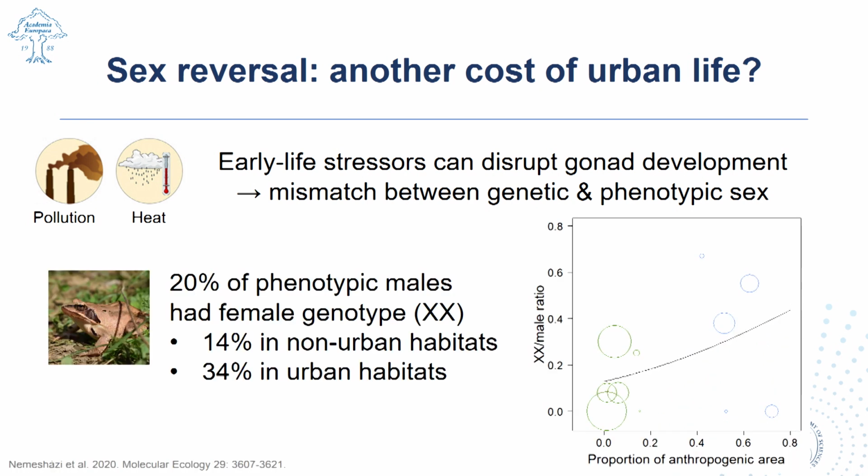And when we studied this in agile frogs, we found that 20% of phenotypically male adult frogs were genetically female in different populations in Hungary. And this ratio increased with the degree of urbanization and anthropogenic cover at the different habitats.